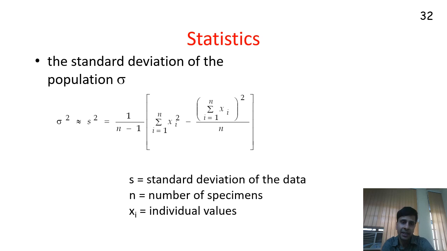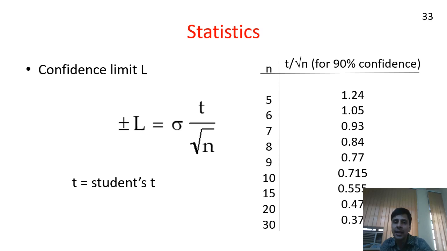Now let's say you have a variation. What do you do? First of all, you will calculate the standard deviation. You have a mean and you have a standard deviation. This is a standard formula. And then you calculate the confidence limit using what is known as a Student's t distribution.